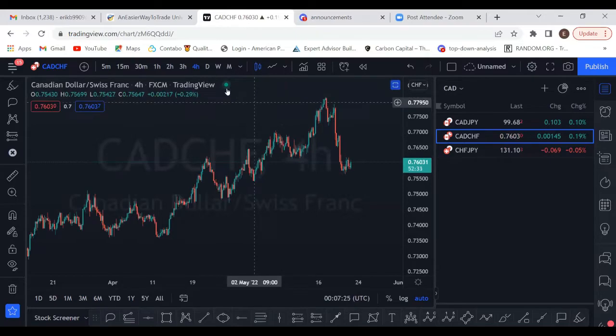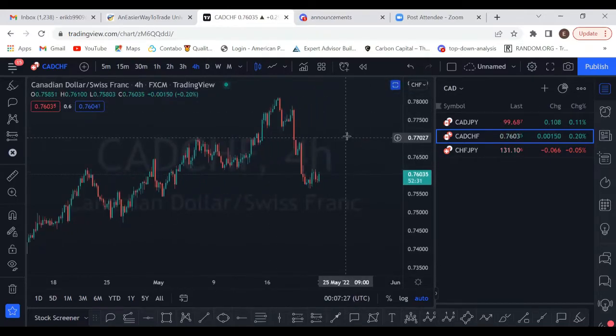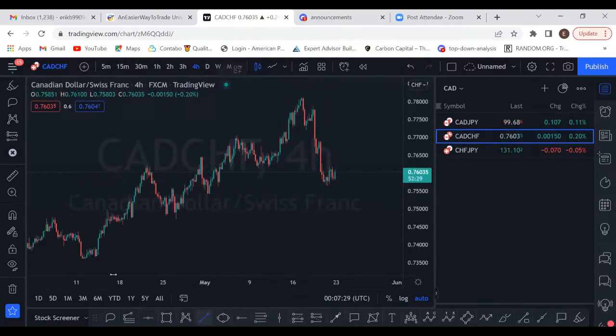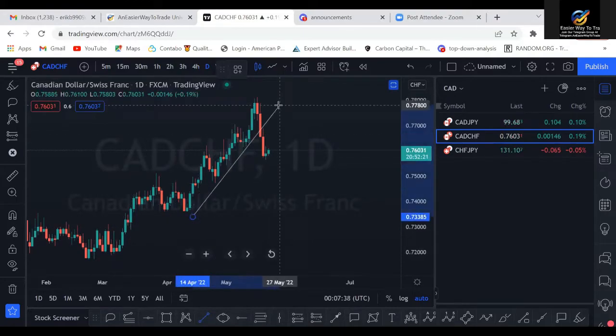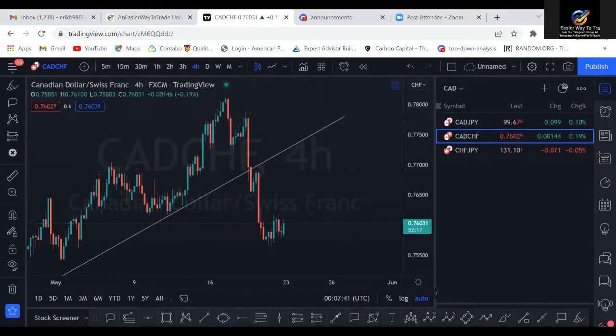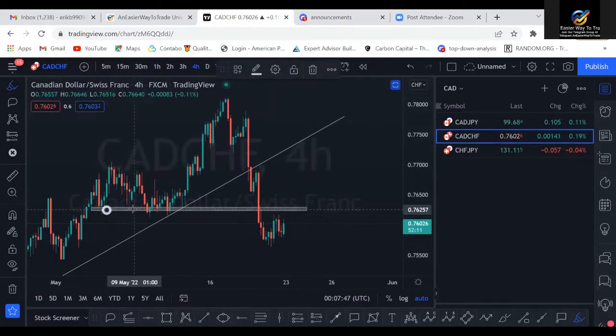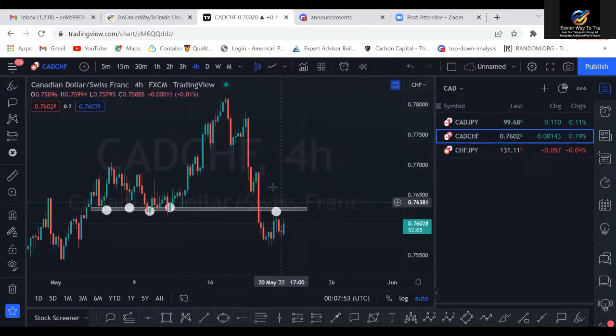Cash Swiss franc. I was looking at this earlier. I like this for potential. Well, I'll go to the daily so you guys don't get confused. I like this as a trend reversal. You see it broke the trend line, and the reason I like it, it broke this nice support zone here, and it's been rejected here. So I like this to the downside.